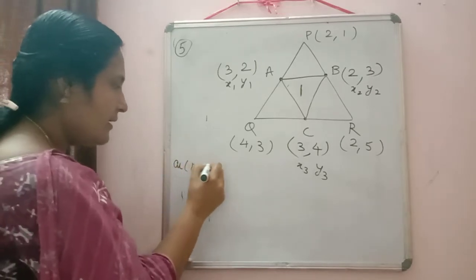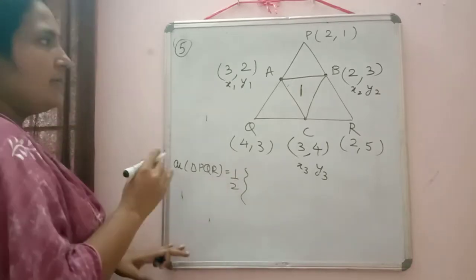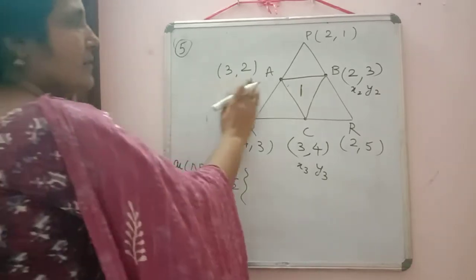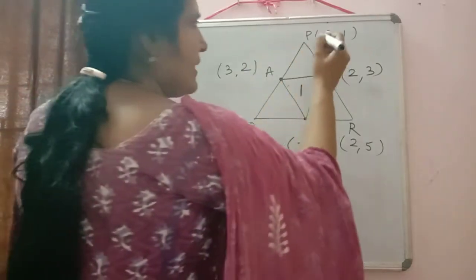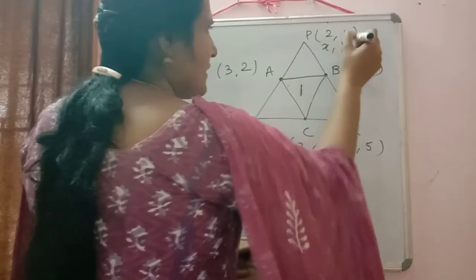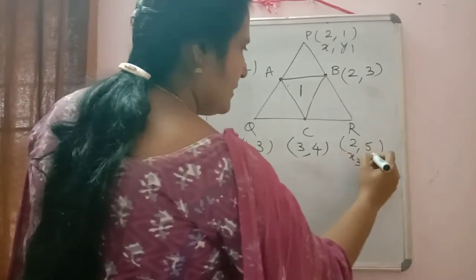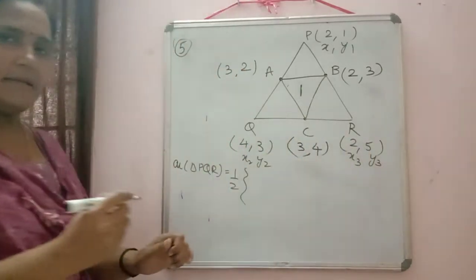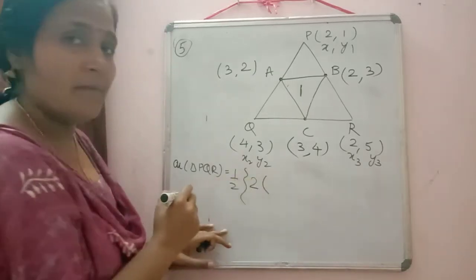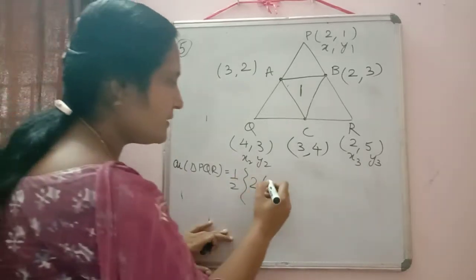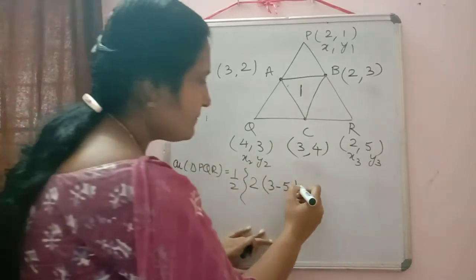Area of triangle PQR. Again half into, here I am changing. In this way if we write it, it will be easy for us to calculate x1 comma y1, x2 comma y2, x3 comma y3. So half into x1. x1 is 2 into y2 minus y3. So it will be equal to 3 minus 5 plus x2.